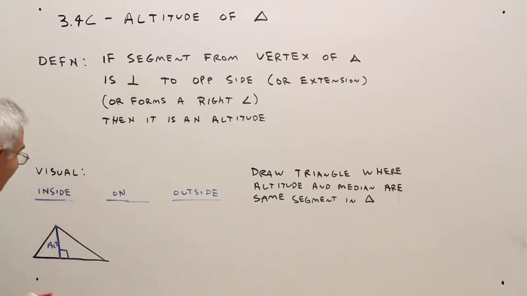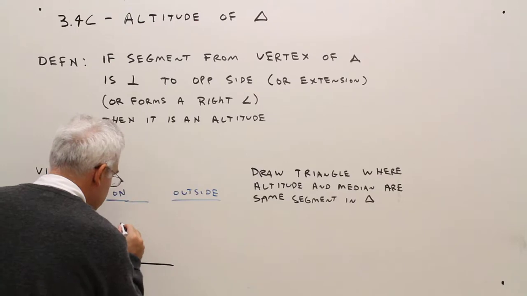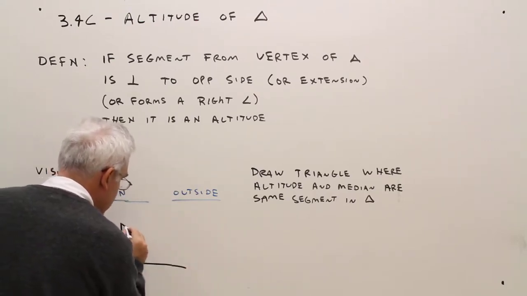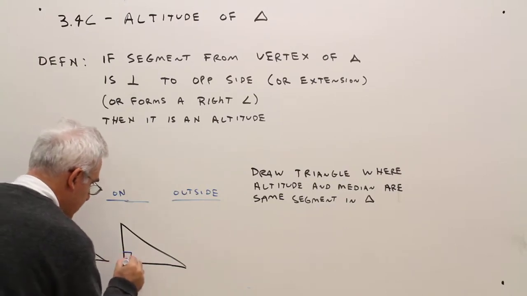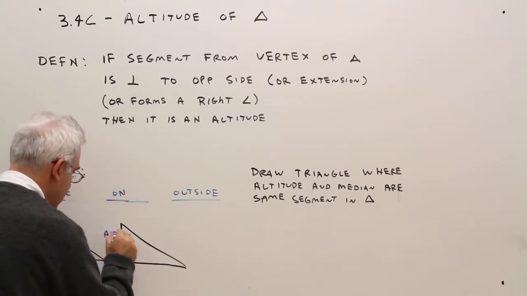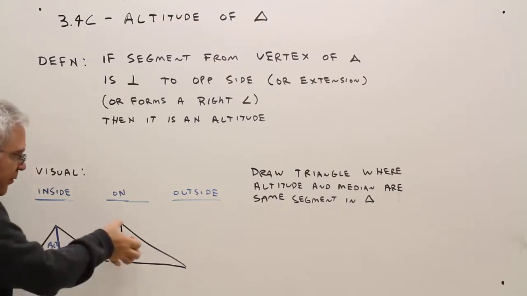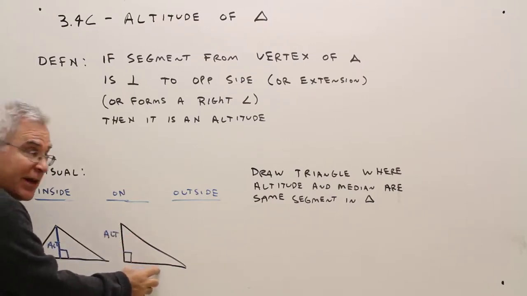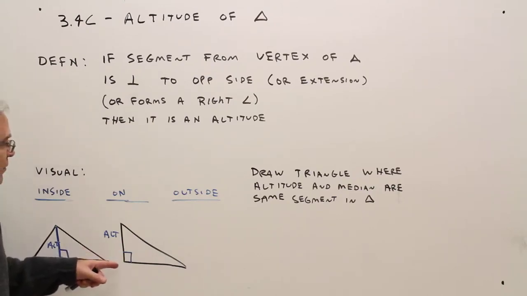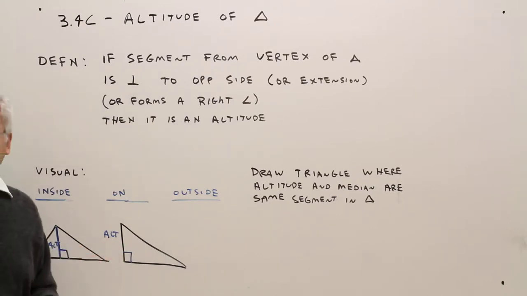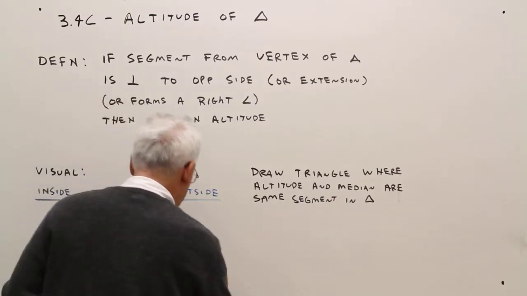If it's going to be on the triangle, actually either one of these could be an altitude, but I'll just call that one. So this segment is indeed perpendicular to the opposite side, or forms a right angle. So the altitude could be on. And then the last one, the altitude could be outside the triangle.